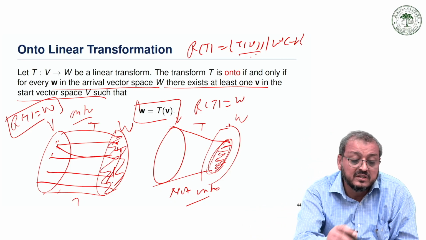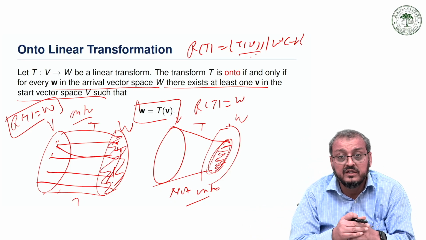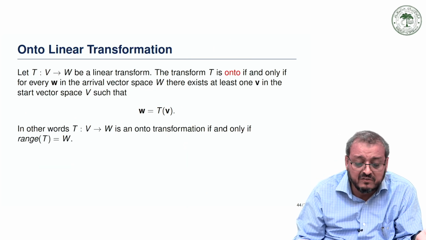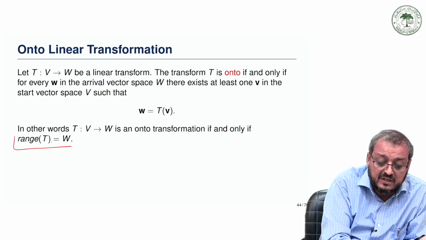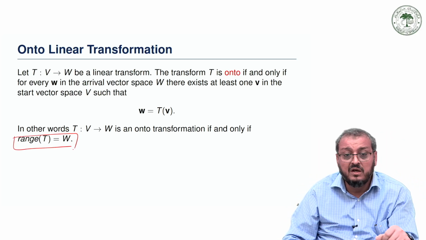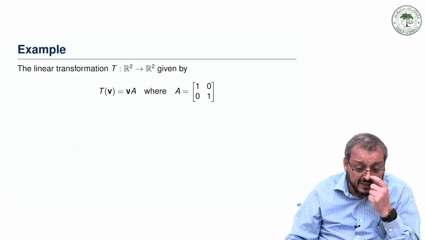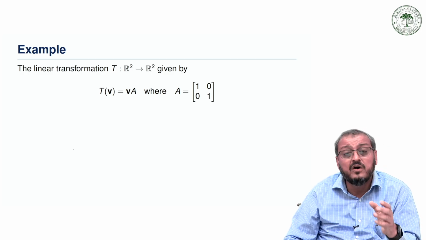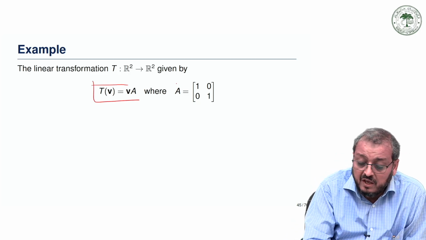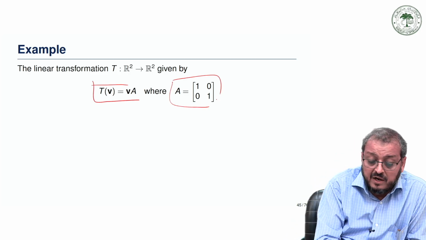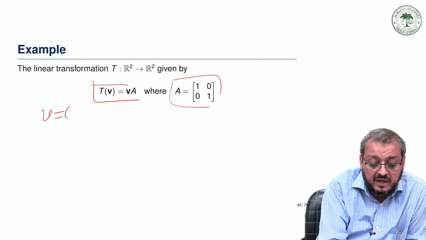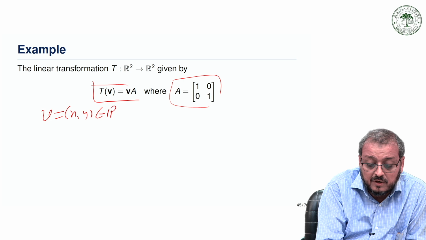So this linear transformation is clearly an onto transformation. Otherwise we can say that the range of T is simply equal to the whole of the codomain. I will just take an example. Let T from R2 to R2 be defined as T of V equals A times V. Now because V is in R2, V has the form (x, y), an element of R2.